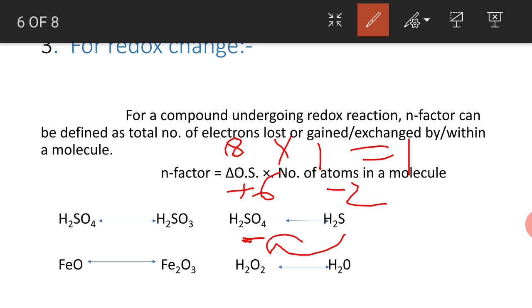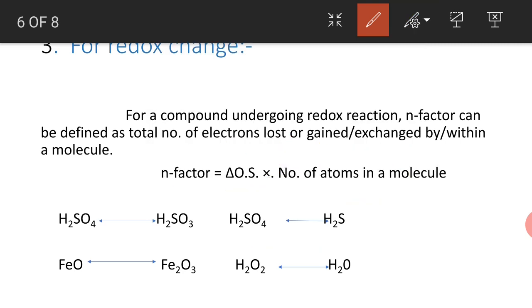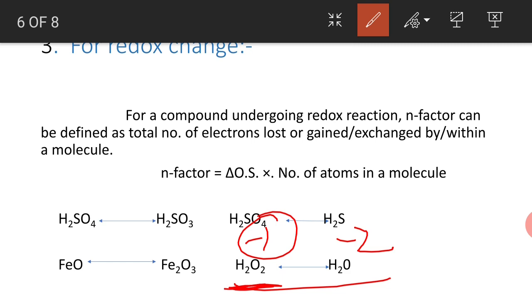Next, when we talk about H2O2 to H2O, here oxygen has a -1 oxidation state and here oxygen has a -2 oxidation state. If you don't know how I calculated the oxidation state of oxygen in H2O2, or hydrogen peroxide, you can calculate it by my previous videos' method. So the change in oxidation state here is 1 and the number of oxygen atoms here is 2, so that's why the N factor is 2.